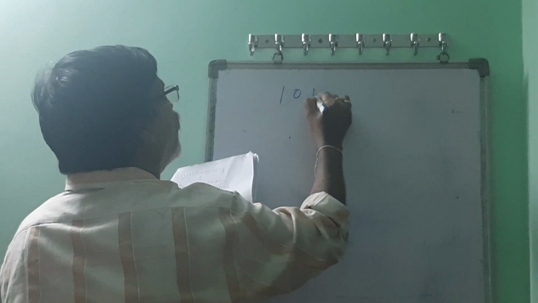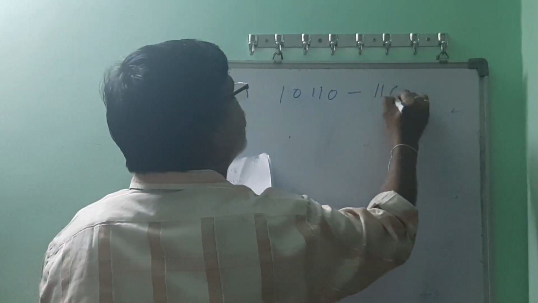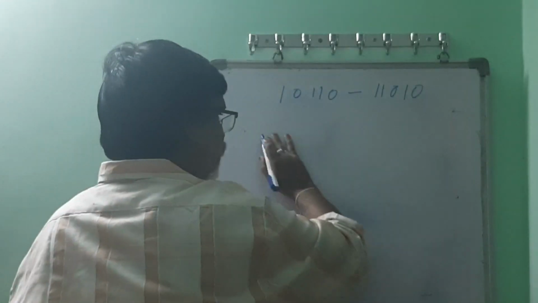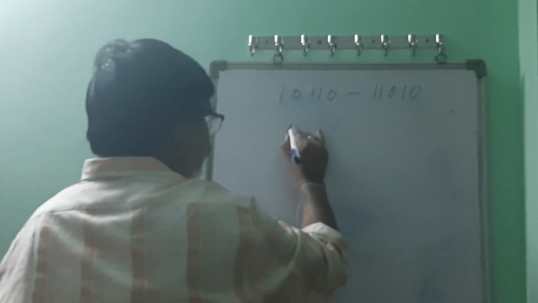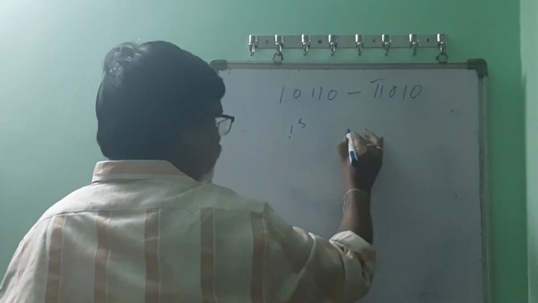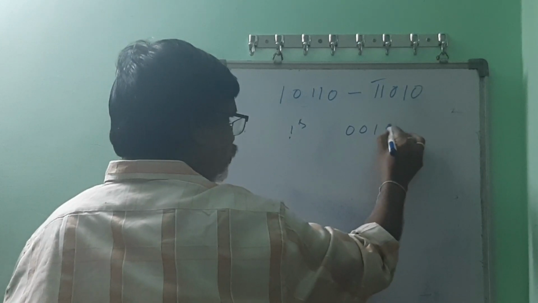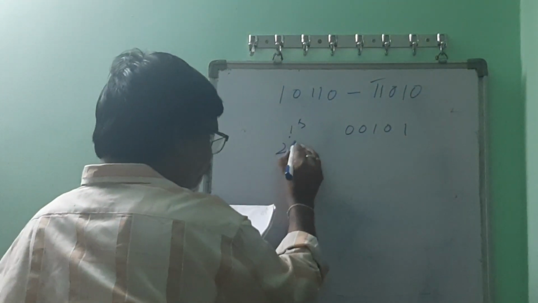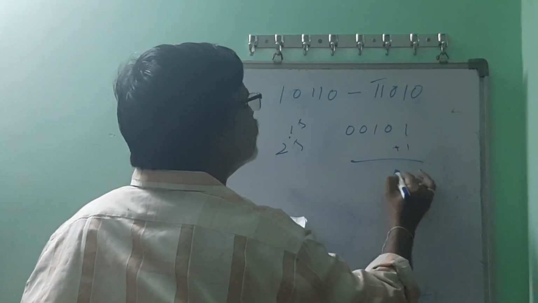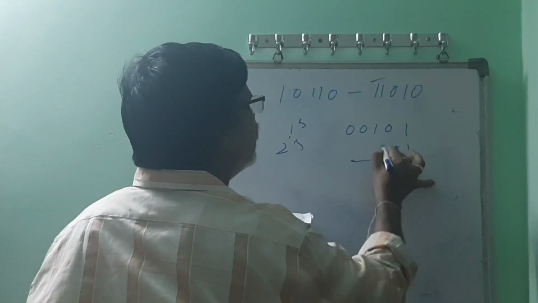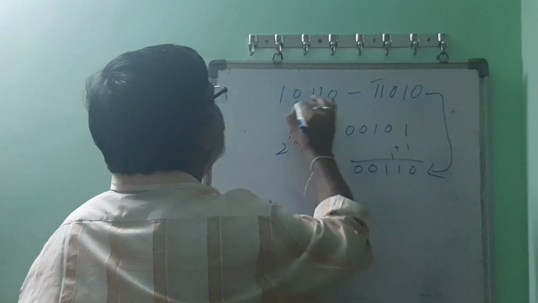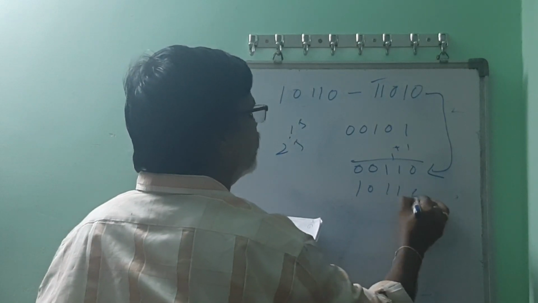10110 minus 11010. Both are binary values, so find the binary 2's complement here. First, the 1's complement of this number is 00101. Then for the 2's complement, add 1, so this is 00110. To this 2's complement, add 10110.